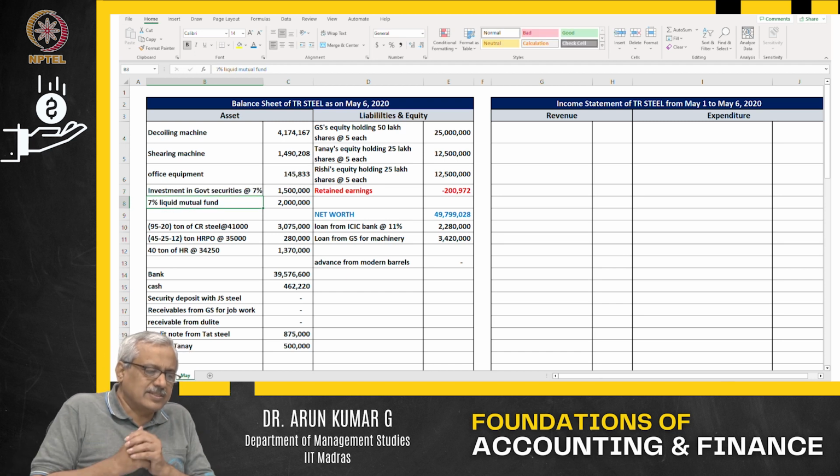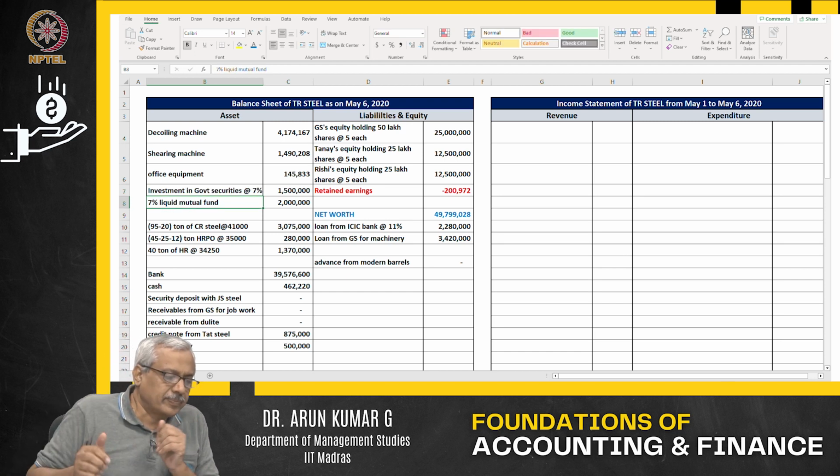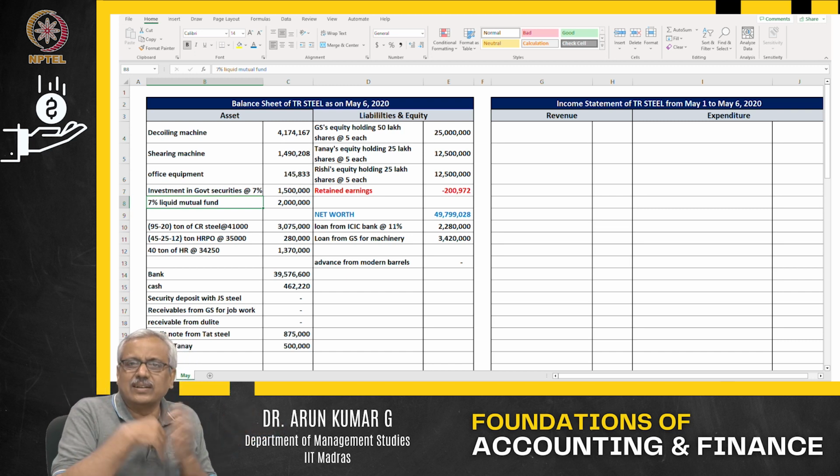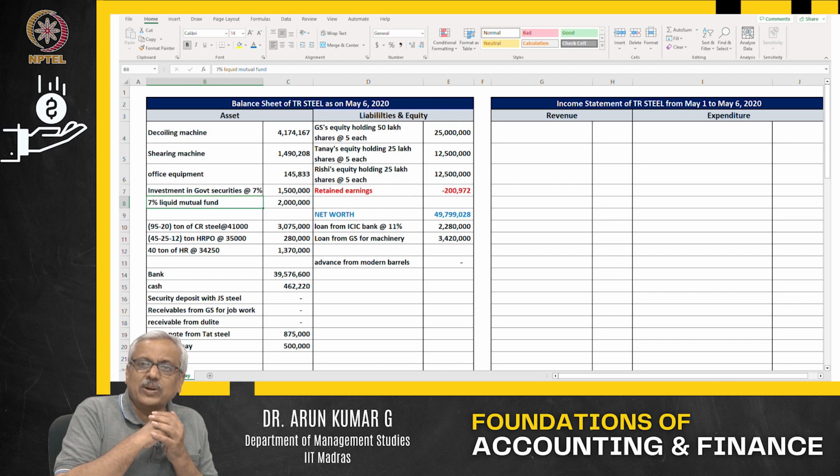At 7%, I have just kept it there. So, what happens? The day you earn an interest, it's a revenue. The day you don't earn an interest, there is no revenue. That's all. The day you earn an interest, it's a revenue; the day you don't, there is no revenue out there.